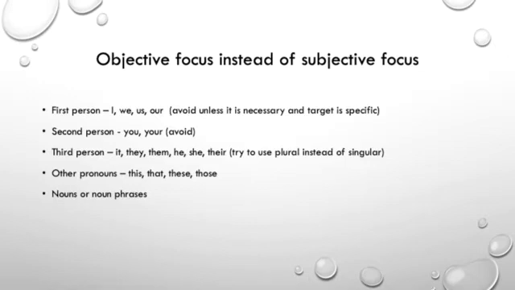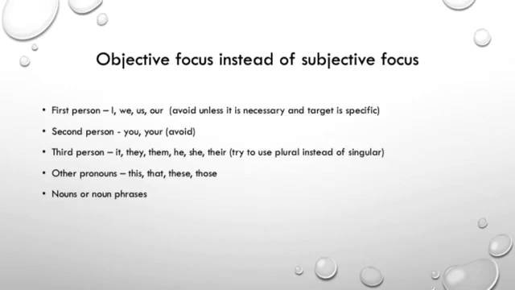When writing an English academic paragraph, we often want to have an objective focus instead of a subject focus, so that we make ourselves sound more objective and persuasive. Okay. First person: I, we, us, our are subjective. Second person: you. You should listen. You can stop the slide. These are examples of subjective focus.